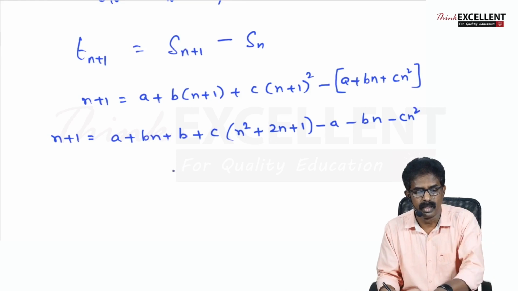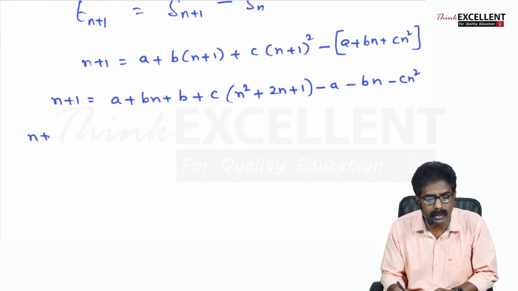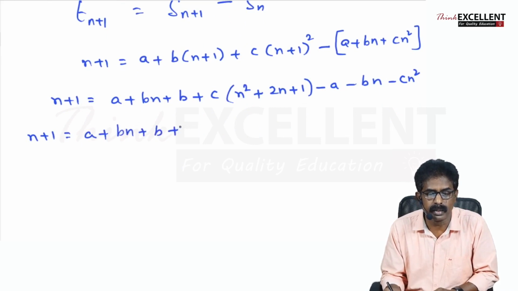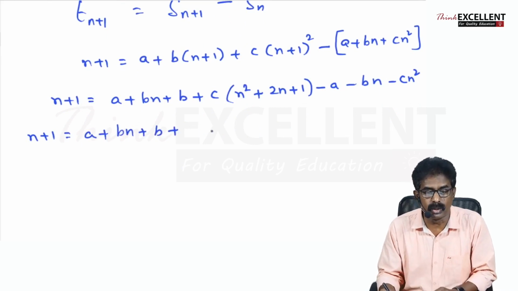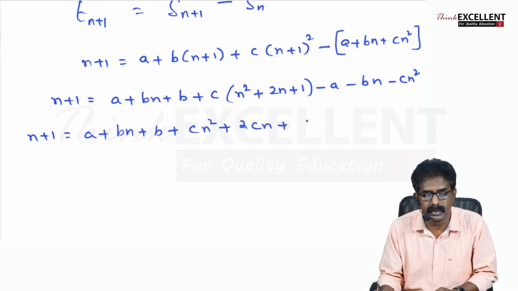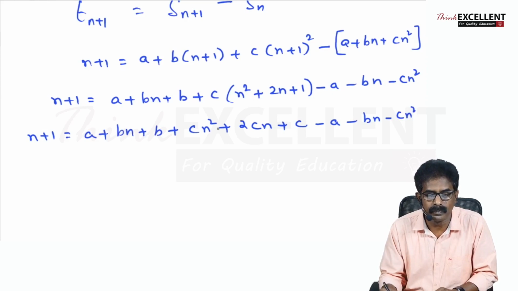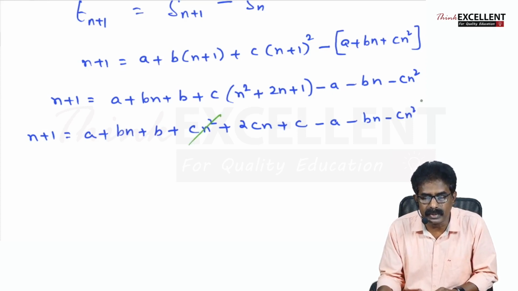Okay, yes. Now n plus 1 equal to a plus bn plus b. Here you multiply every term by that c. So you will get cn square plus 2cn plus c into 1 c minus a minus bn minus cn square. Can you cancel any term here? Plus cn square minus cn square cancel. Plus bn minus bn cancel. Plus a minus a cancel. That's all I think, right?